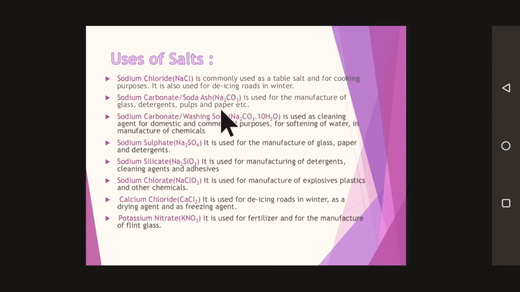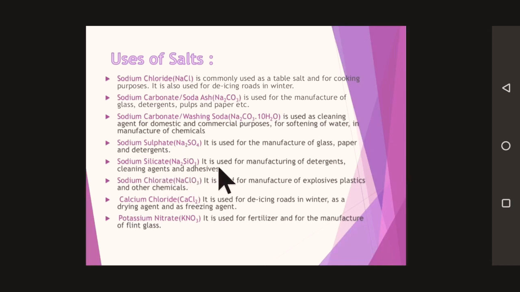Sodium carbonate is used for the manufacture of glass, detergents, pulp and paper, etc. Sodium carbonate, also known as washing soda, is used as a cleaning agent for domestic and commercial purposes, for softening of water, and in manufacture of chemicals. Sodium sulfate is used for manufacture of glass, paper and detergents.